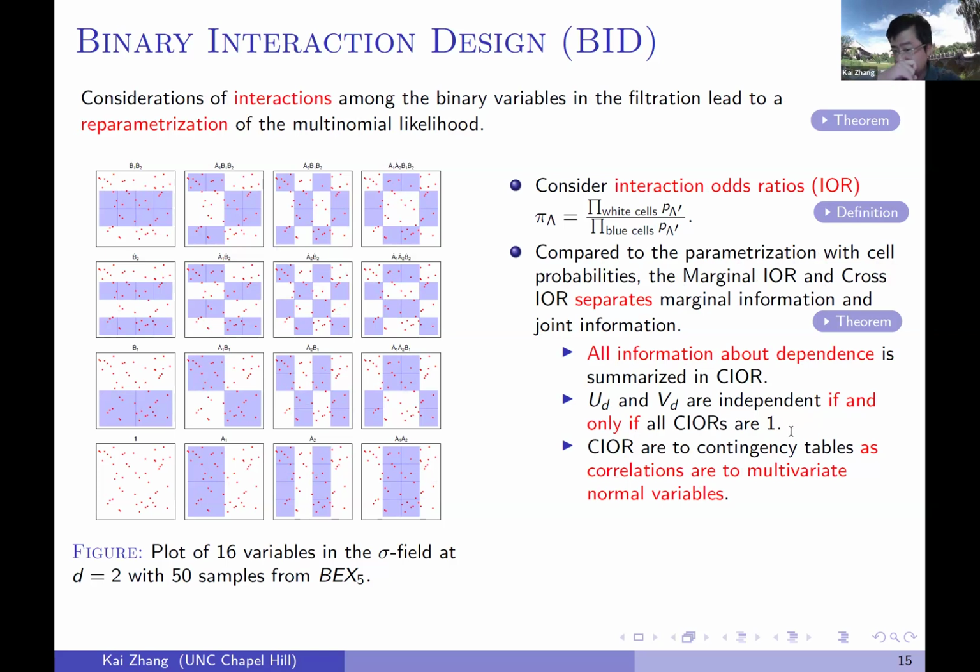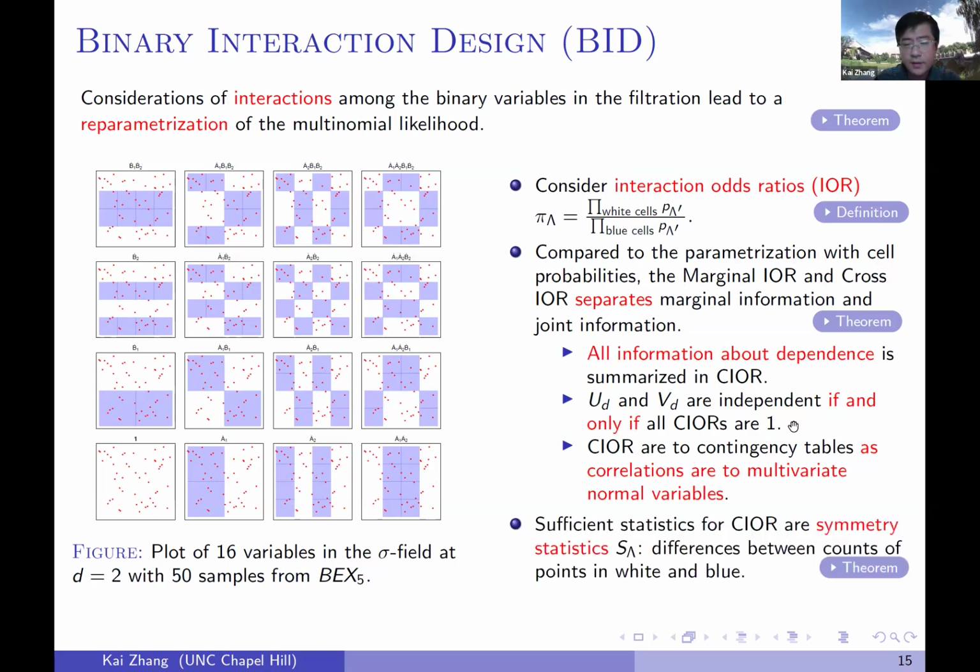So in a sense, these cross interaction odds ratios are to contingency tables what correlations are to multivariate normal variables. If we want to study the dependence relationship between variables, then we should focus on these parameters. The perk here is that the sufficient statistics for these parameters are simple. They are the so-called symmetry statistics, basically checking the difference between the number of points in the white region and the number of points in the blue region. Just take the difference between white points and blue points. So we should construct statistics that are functions of these sufficient statistics, these symmetry statistics.